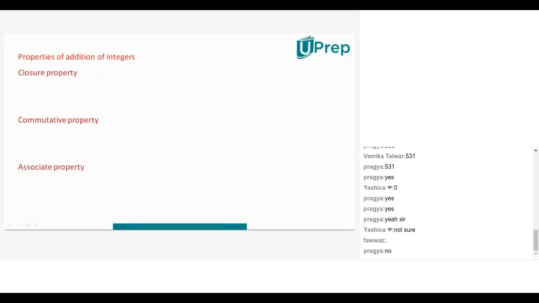Wait. Pragya, go ahead. Neha and Valmika, mute yourself. I'll give you a chance. So closure property means that if we add two positive numbers, it will be positive, and if we add two negative numbers, it will always be negative no matter what. Okay, good. What about Valmika? What do you have to say?